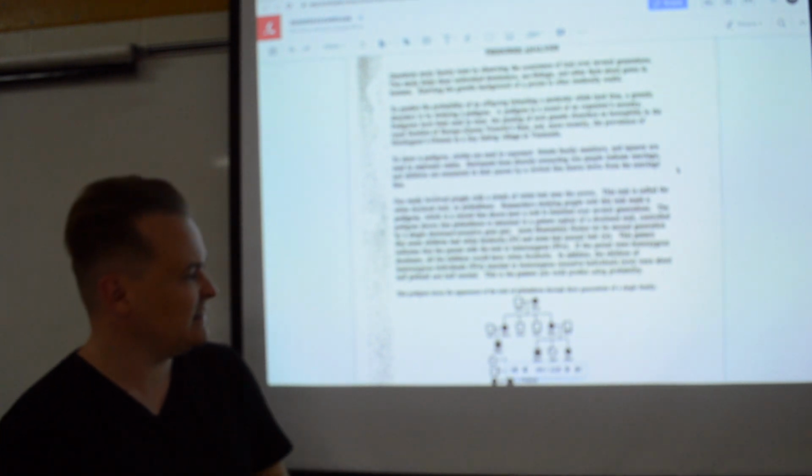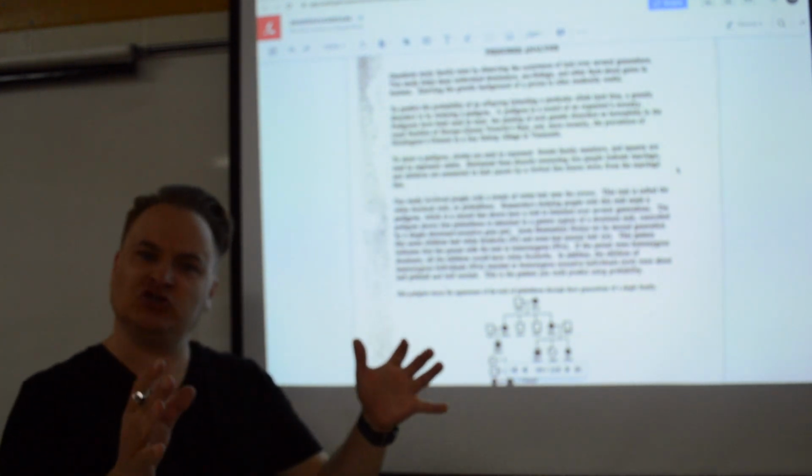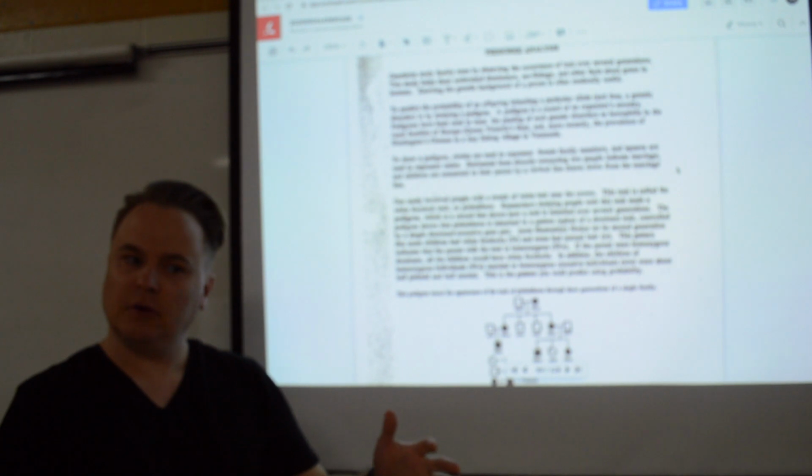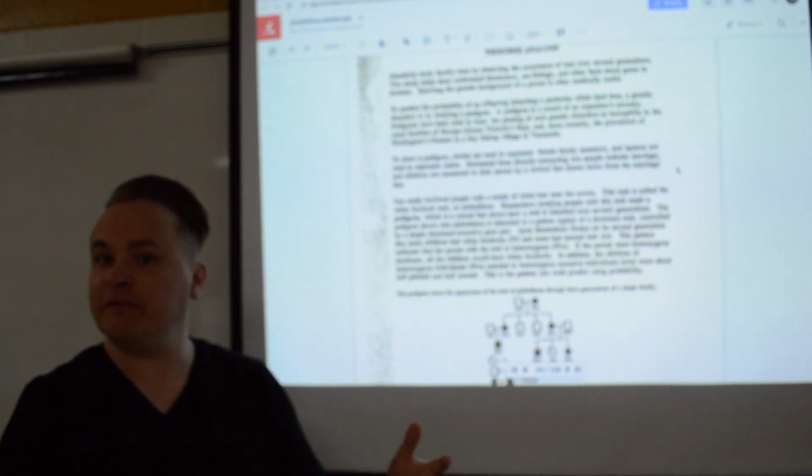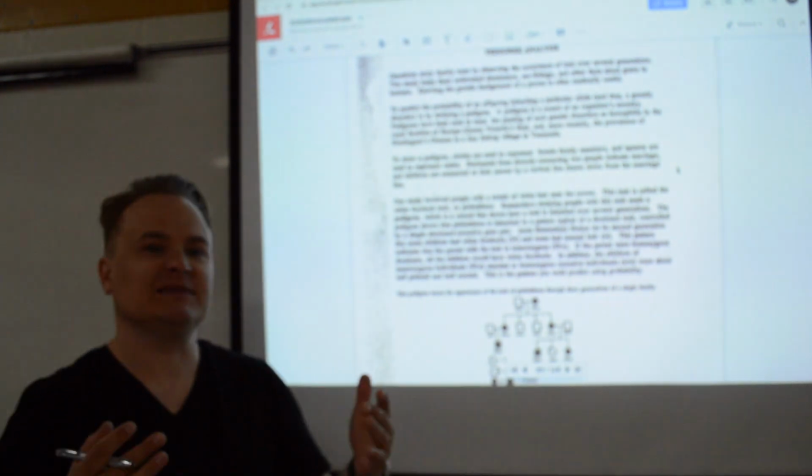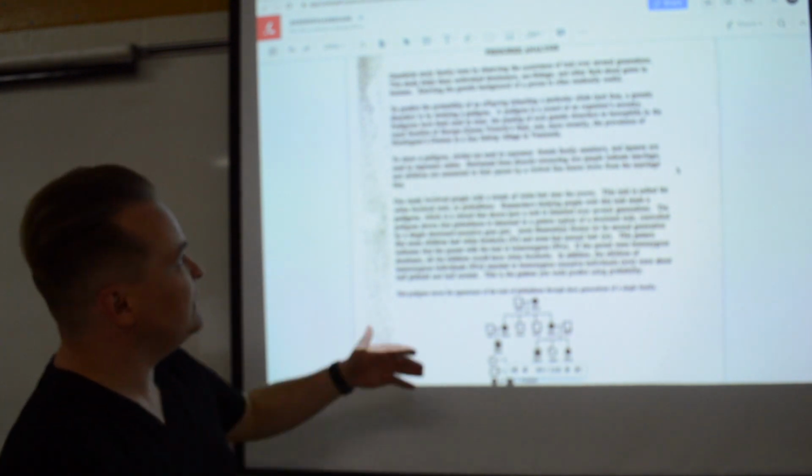Pedigree is basically like looking at a family tree showing a trait passed on from generation to generation. That's what a pedigree is. So let's read through this.